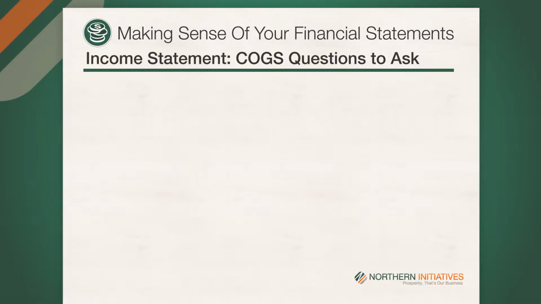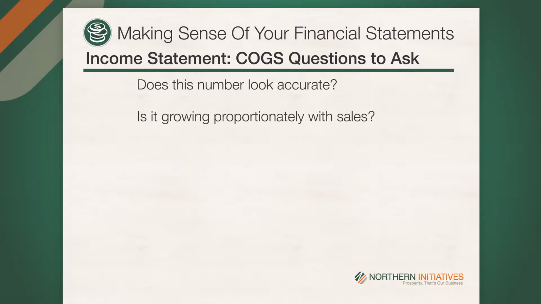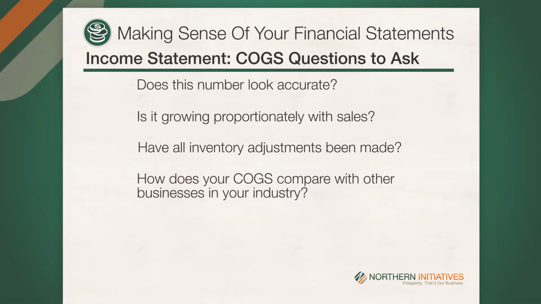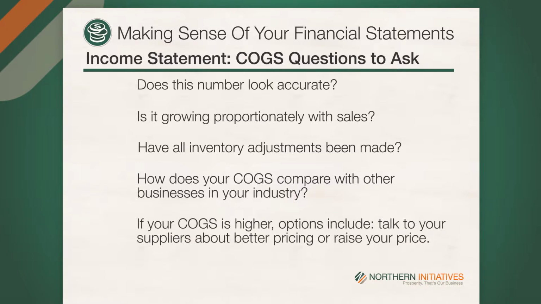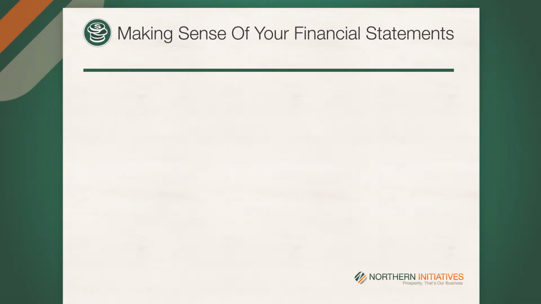Questions to ask yourself as you review your cost of goods sold performance. Does this number look accurate? Is it growing proportionately with sales? Have all inventory adjustments been made so that cost of goods sold accurately reflects the cost of the sales made in the same period? How does your cost of goods sold compare with other businesses in your same industry? If your cost of goods sold is higher, consider actions you can take to improve it, such as asking suppliers about better pricing or raise the selling price of your product.